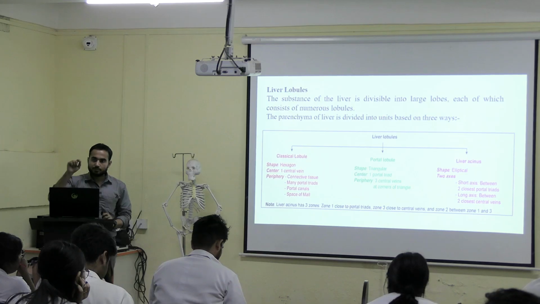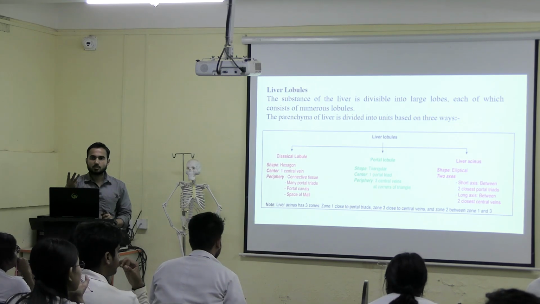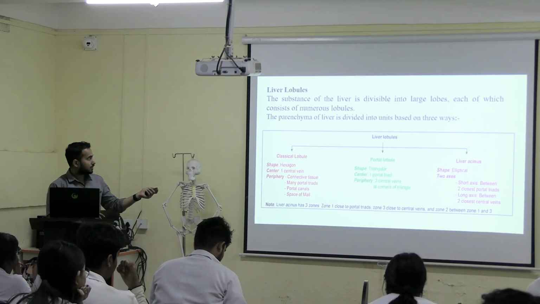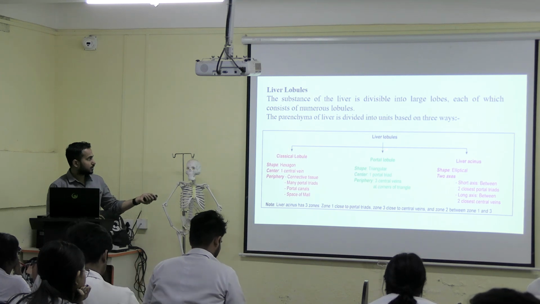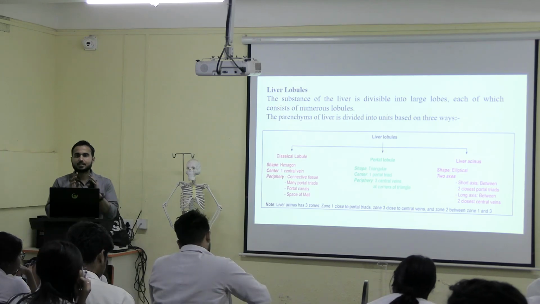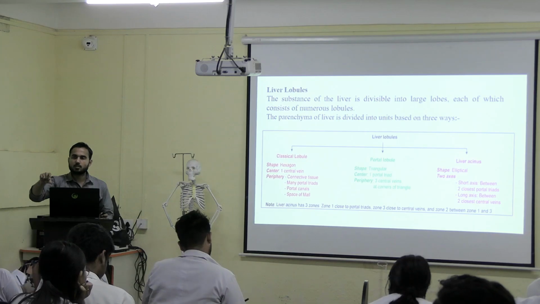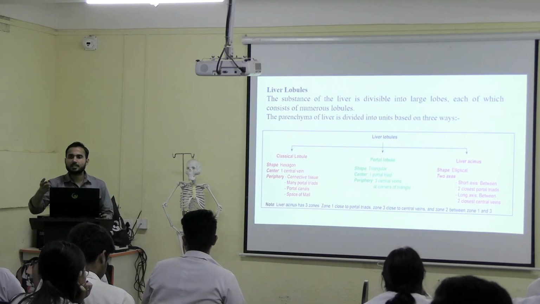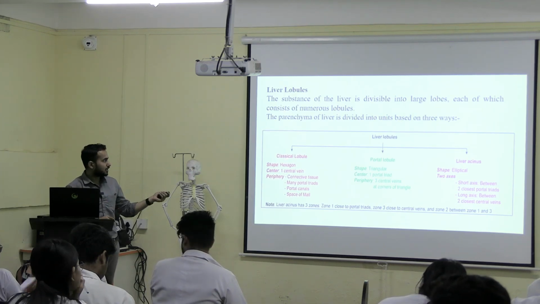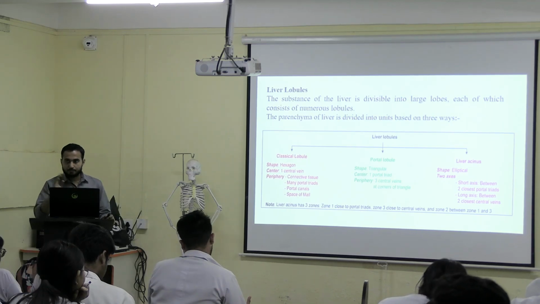Now if you take one lobe, in that you should get three hepatic lobules. What are those three hepatic lobules? These are called classical liver lobule, portal lobule and liver acinus. So the substance, or you can say the parenchyma of the liver, is divided into three parts: the classical liver lobule, portal lobule and liver acinus.